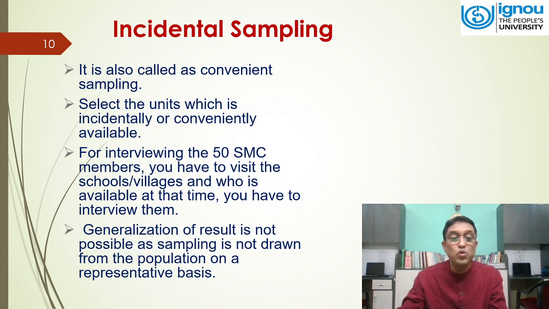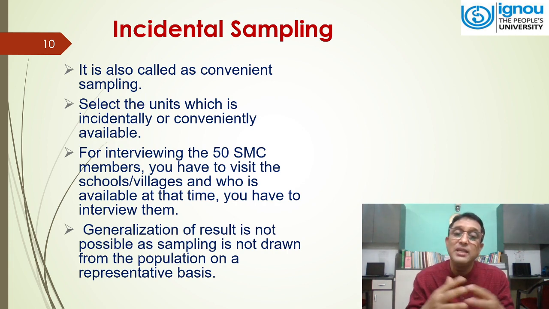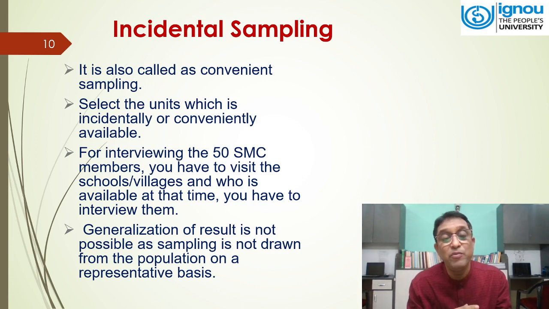So you have to visit the school or the village, and whoever is available at that time, you have to interview them. No need of waiting, no need of doing any type of randomization. But here, generalization of result is not possible as the sample is not drawn from the population on a representative basis. So here, the sample that you will get may or may not represent the population. ये population को represent नहीं कर सकता है, क्योंकि incidentally और कन्वीनियंटली आप सैंपल ड्रा किया है. So that's why it is very difficult to generalize the result that you will get.